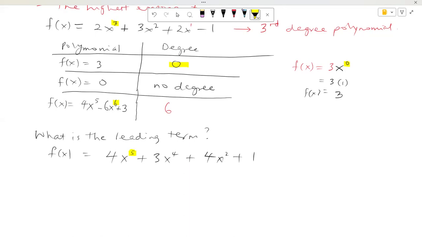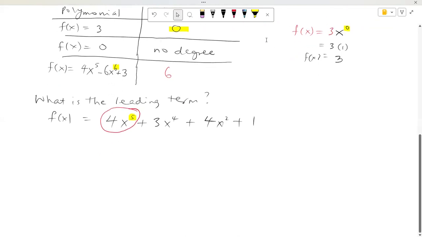Now, what is the term that determines the degree? This is the term. So that's where the degree is. It bears the degree. So this is going to be the leading term. All right, so the leading term is 4x to the power 5. That is the leading term.